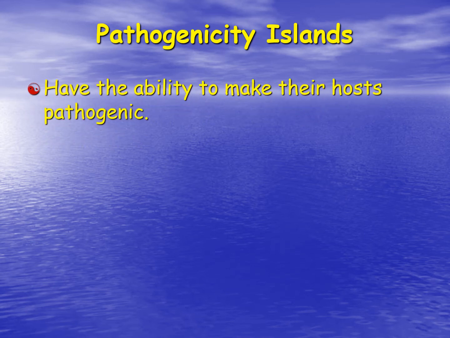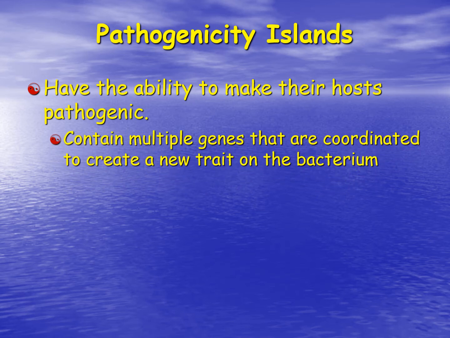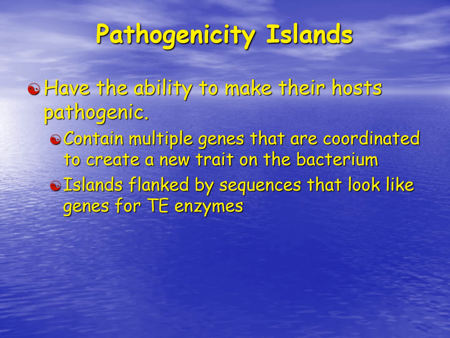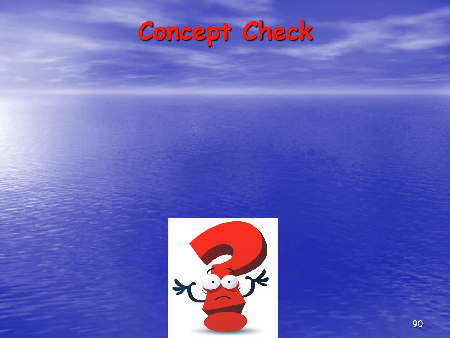Pathogenicity islands have the ability to make their hosts more pathogenic. Typically, these pathogenicity islands contain multiple genes that are coordinated to create a new trait in the recipient bacterium. These islands are flanked by sequences that look very much like the transposon genes and will be cut.